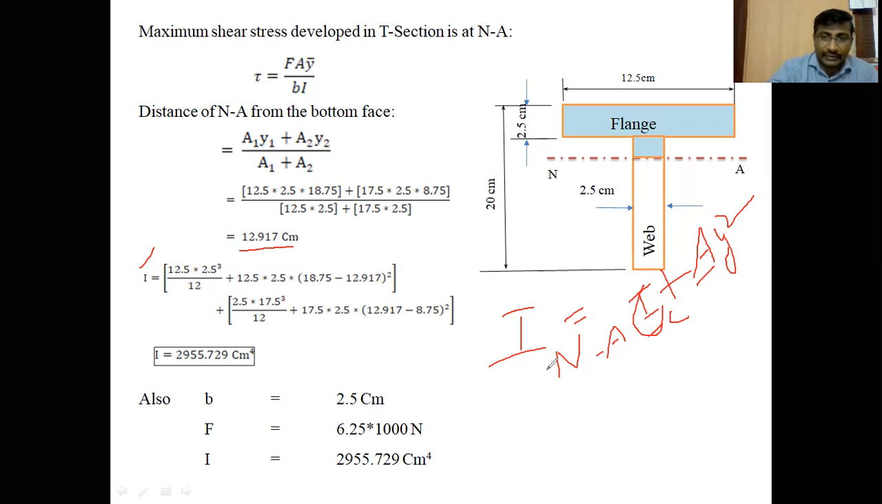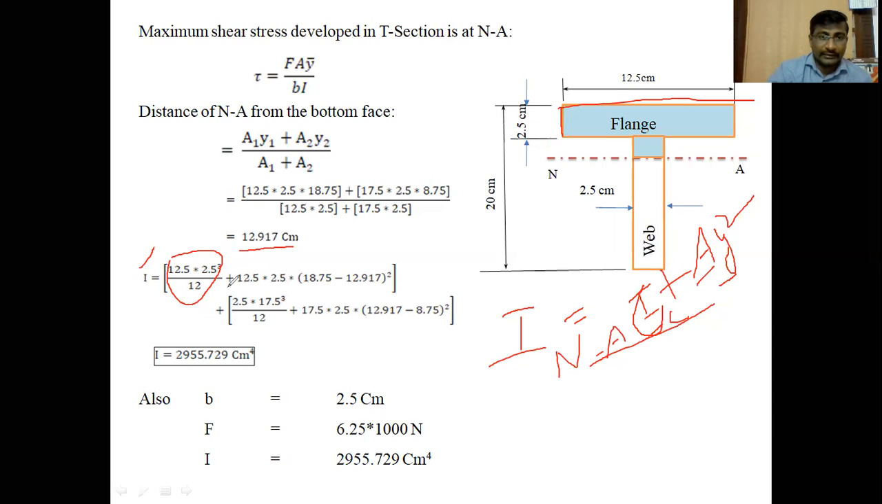Whenever we are shifting the moment of inertia from one axis to another axis, we should take this y value as the distance between those two axes. Here, for the flange, the moment of inertia about its own CG is bd³/12. B is the breadth of the flange, 12.5 centimeters, and the depth of the flange is 2.5 centimeters. So 12.5 into 2.5 cube by 12 is the moment of inertia of the flange about its own CG.